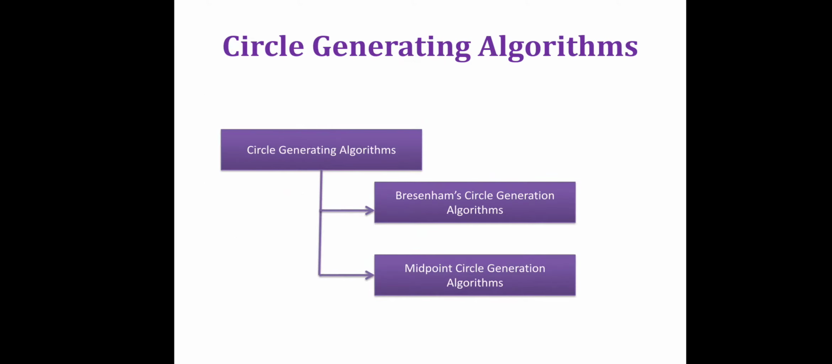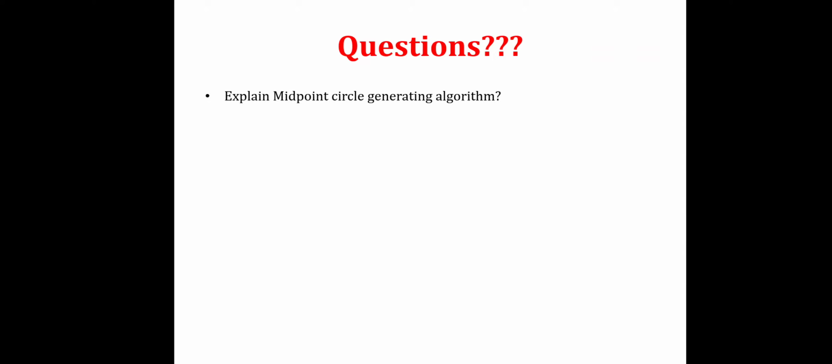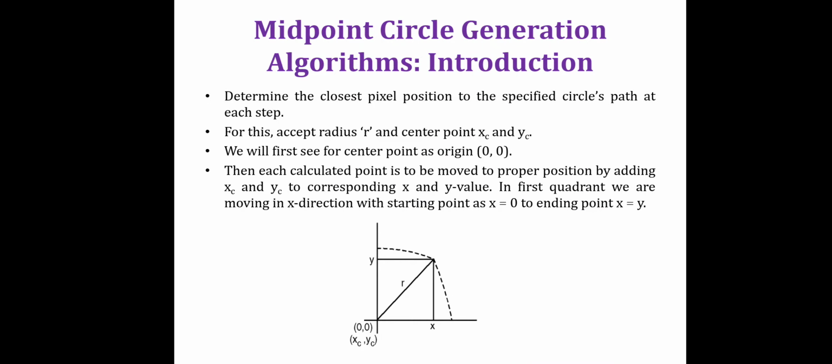So these are the two types. This circle generation algorithm generates the same pixel positions as the Bresenham circle generation algorithm. We'll take the same example that we solved with Bresenham's. The same points will be generated by this midpoint circle generation algorithm. The question on this will be like, explain the midpoint circle generating algorithm. So let's see its introduction.